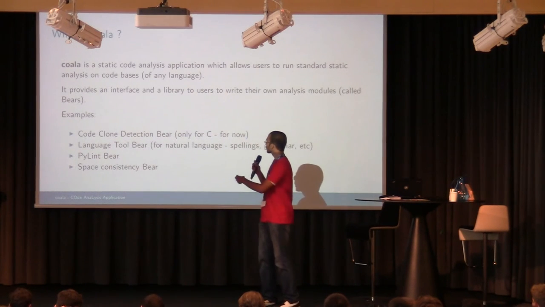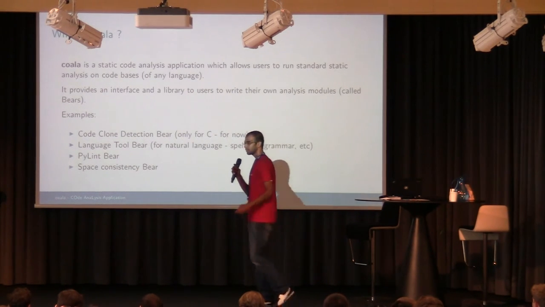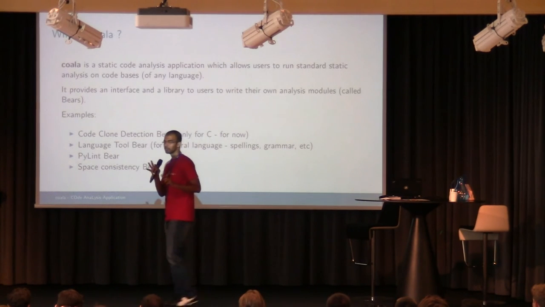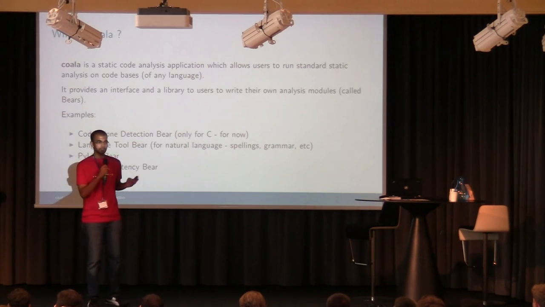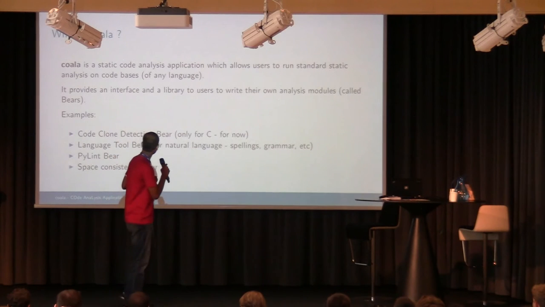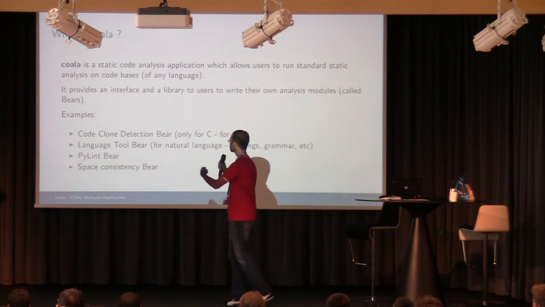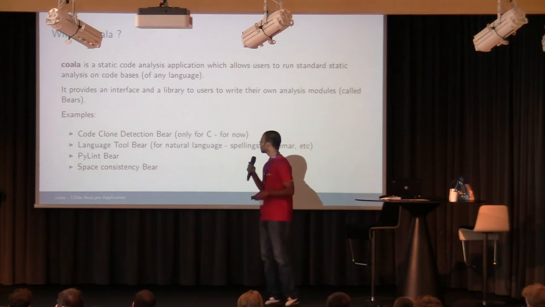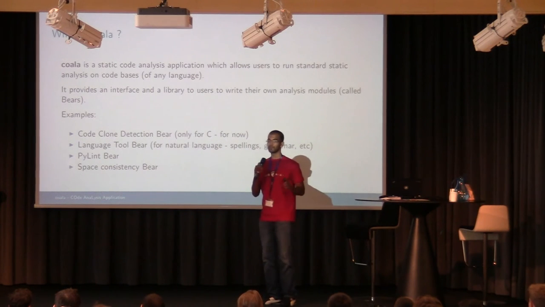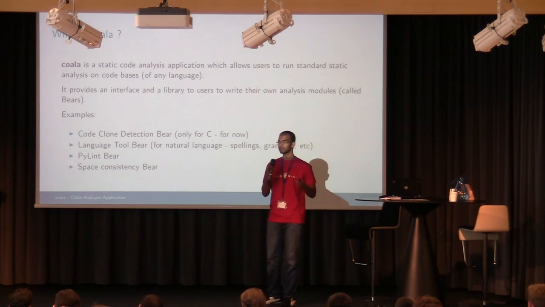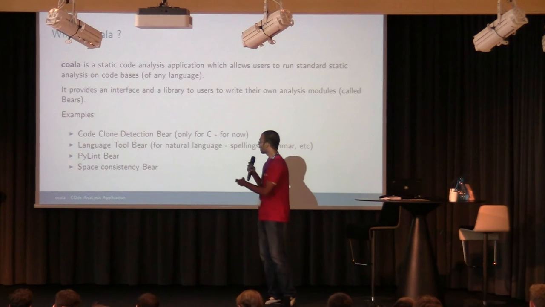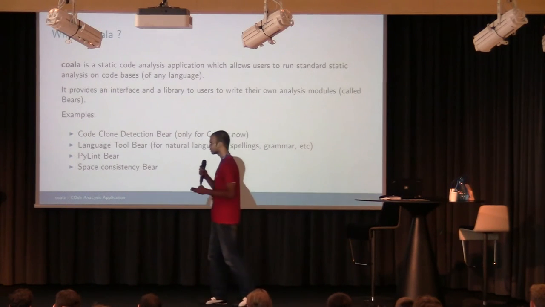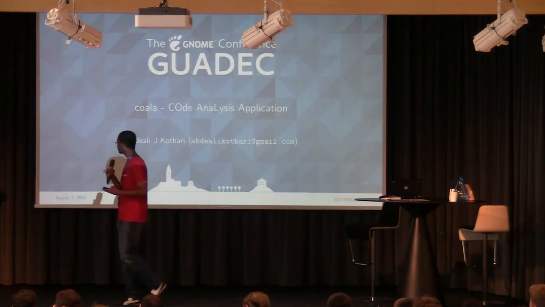How it works is you need to write bears. A bear is basically any code that you write which you want to run on the code base. We have some inbuilt bears in Coala already, for example code clone detection, which is currently only for C; the language tool bear, which helps you find grammatical errors in your comments and markdown files; Pylint for Python files; and space consistency for tabs, spaces, and so on.